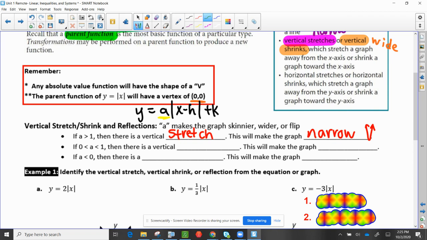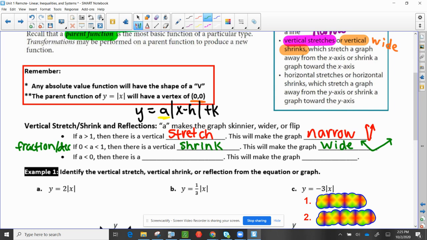Okay, anytime we have a number that's kind of a fraction or a decimal, so something bigger than 0 but less than 1, so some kind of fraction like a half or 0.2, okay, that's when we're going to have a vertical shrink. So think about if I took that V-shaped graph and I kind of smushed it from the top, so I shrunk it, made it smaller. Okay, that's going to make the graph look more wide, so it's going to be a little bit more spread out. Okay, compared to the parent function.